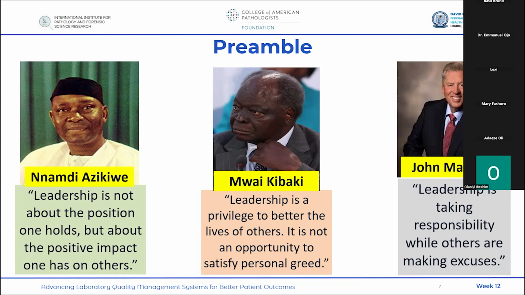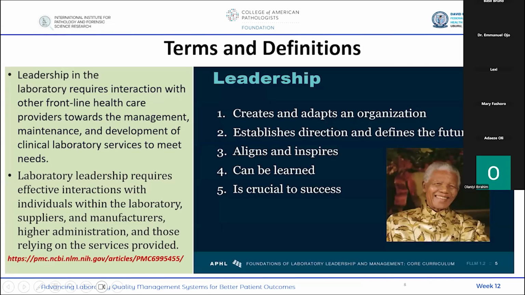So then lastly, from John Maxwell, he says leadership is taking responsibility while others are making excuses. So this will set the tone for us in terms of understanding what leadership should be all about.